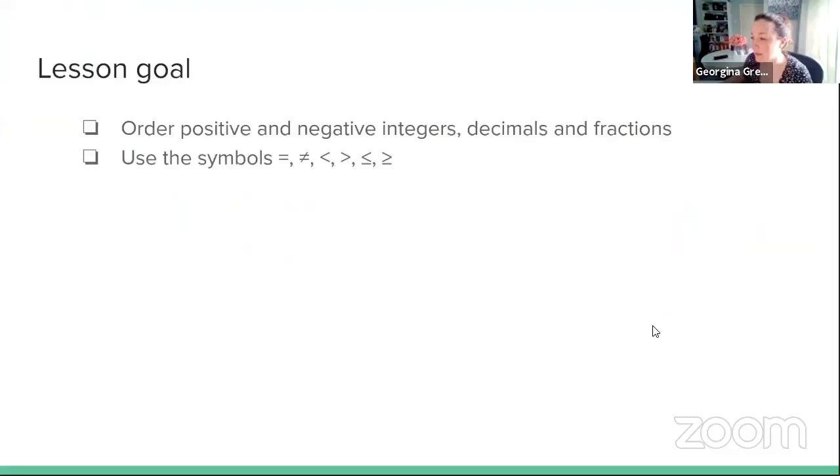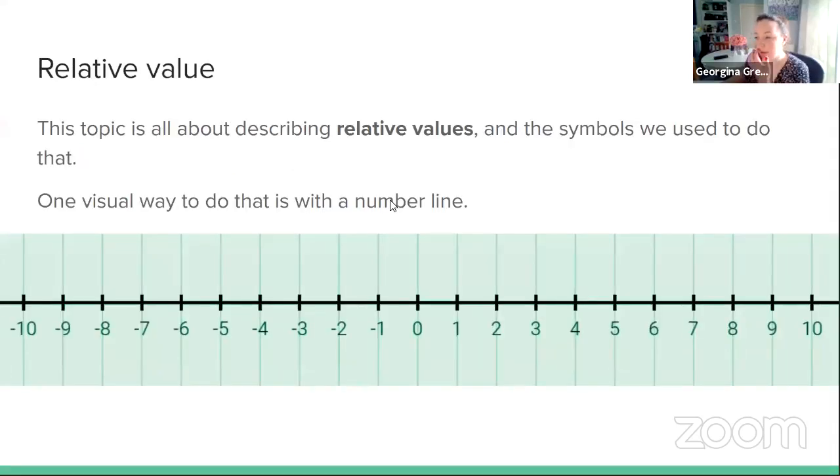So we're covering inequalities today. Under this topic, it's talking about being able to order positive and negative integers, so whole numbers, and in this example it's ordering them on the number line, and then including in that decimals and fractions, so understanding their relative values to each other, and then in describing those things we're using these symbols, which I'll go through. So this topic is all about describing relative values and the symbols that we use to do that.